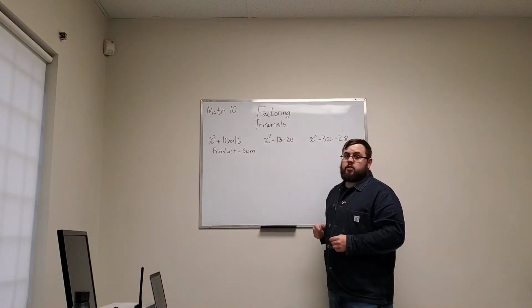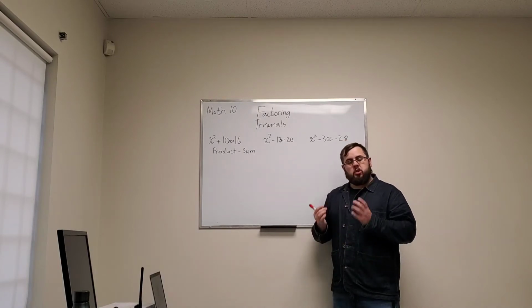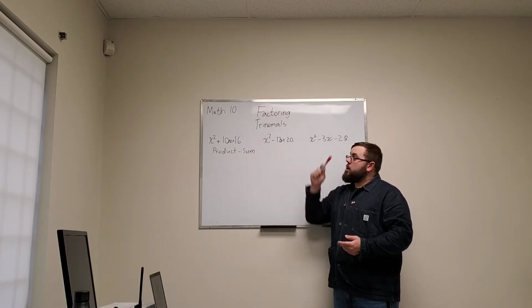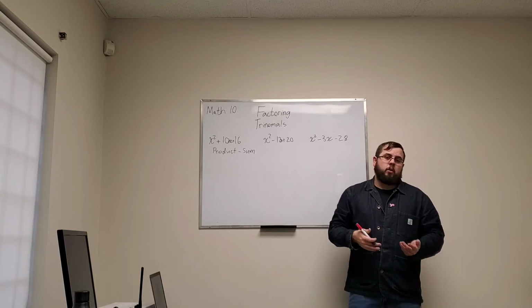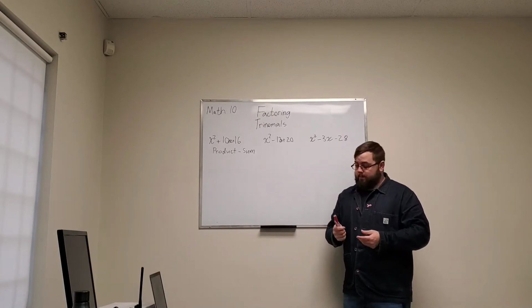Today we're talking about factoring trinomials. So all of last week we were working on taking two binomials, multiplying them together, making trinomials. This time we're going to start with the trinomial and work our way backwards by factoring and put it back into that binomial times binomial form.